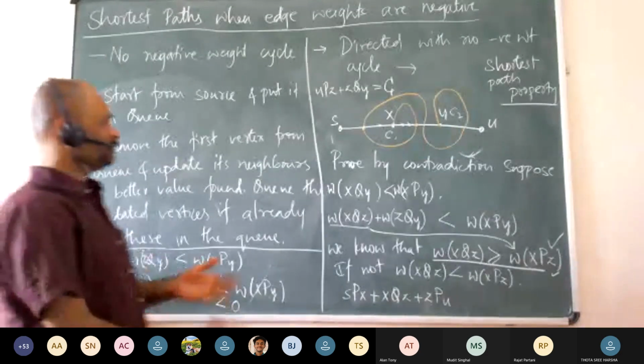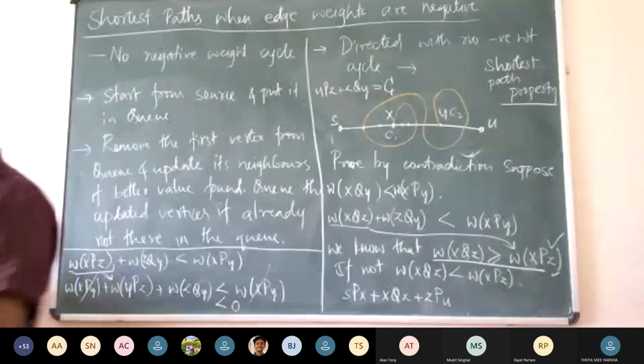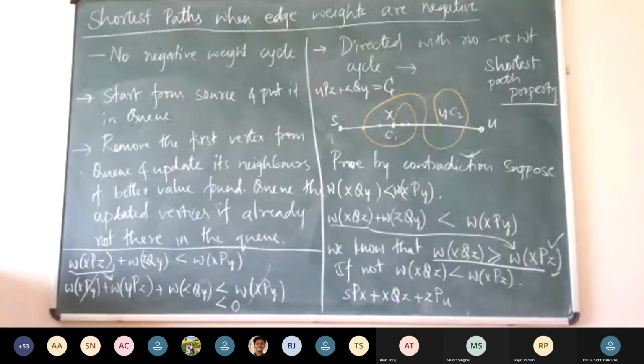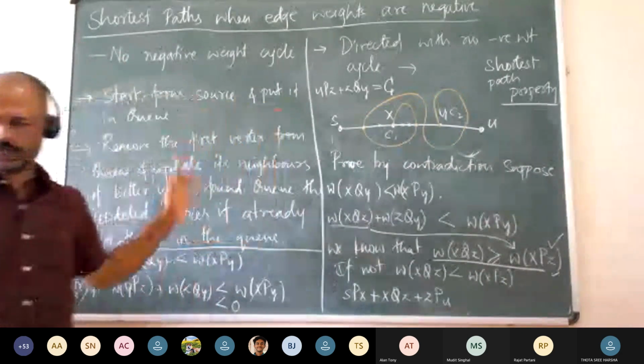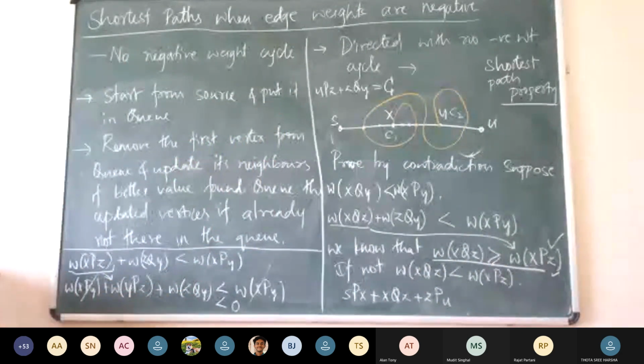So this sort of proves the shortest path property for directed graphs without negative weight cycles, and that gives you the correctness of the algorithm which we are finding out, right? So is that fine?